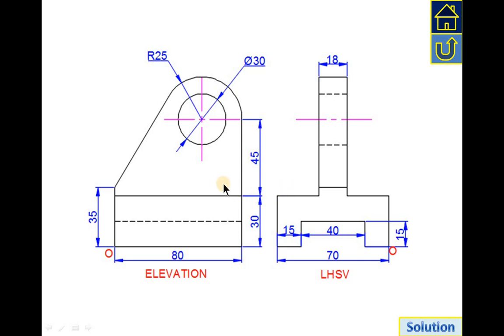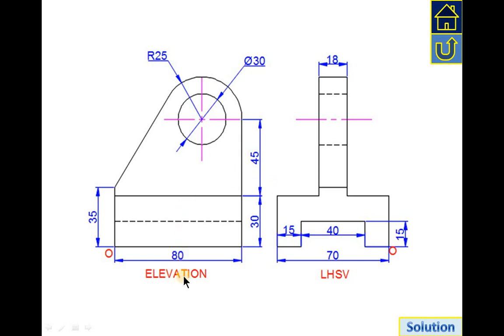So these are the couple of orthographic views where the elevation and the LHSV, left hand side view, are given. Elevation is nothing but the front view. And the first step here is you need to observe all the dimensions and different features of the object carefully.